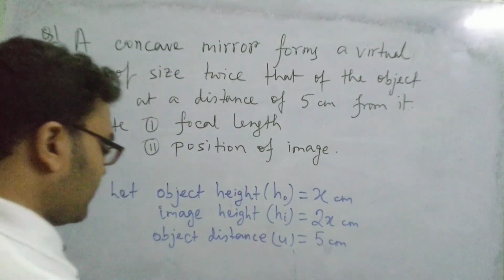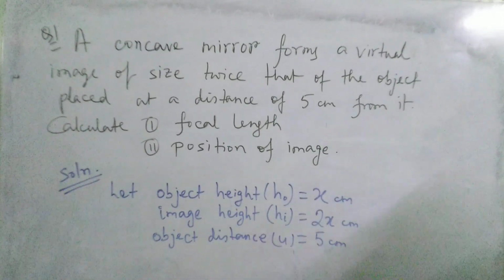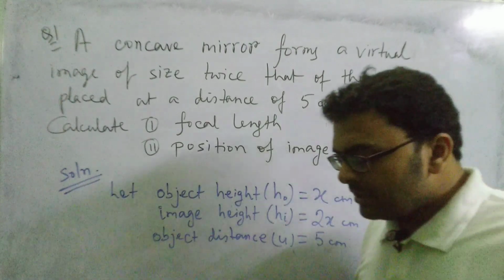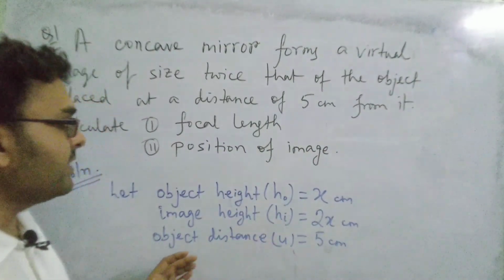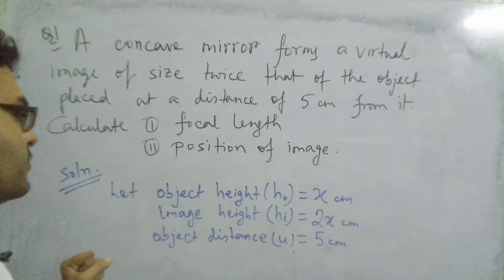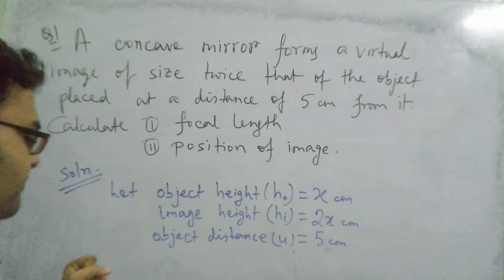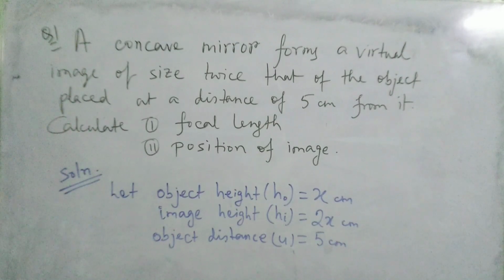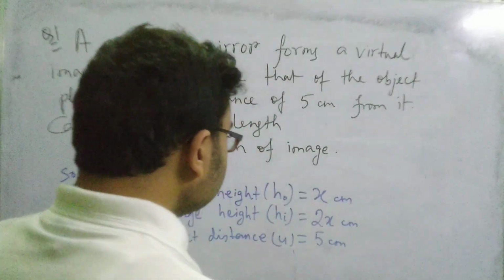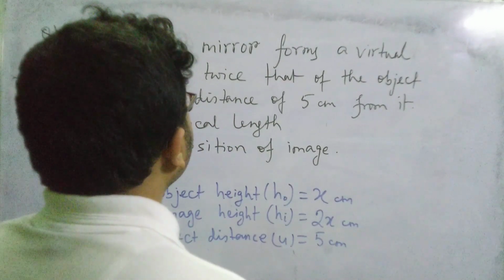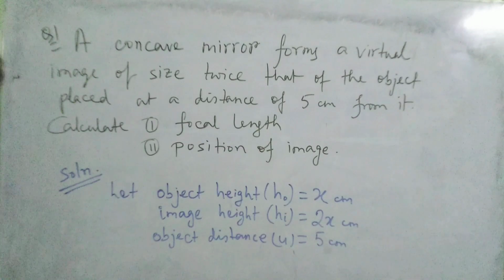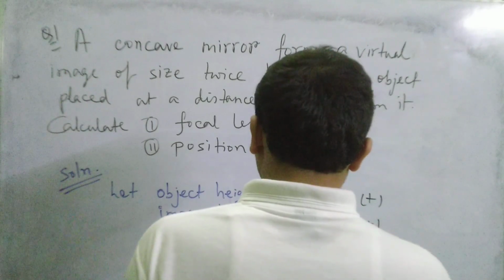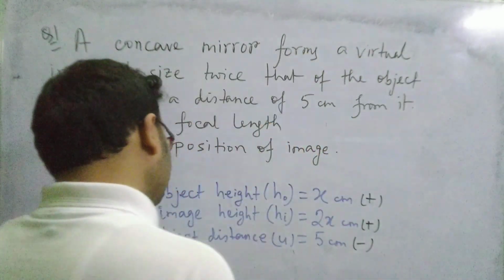Now for a concave mirror, if you see the ray diagrams for different positions of the objects, the concave mirror forms a virtual magnified image. Why is it magnified? Because the image is twice the size of the object. When the concave mirror forms a virtual, magnified image, it is actually behind the mirror. So for a virtual image, the image height should be taken as positive. Object height is always positive, and image height here is also positive. Object distance, as you know, is always negative. And what else has been given?